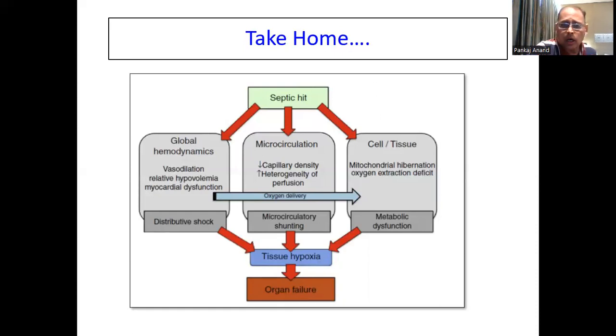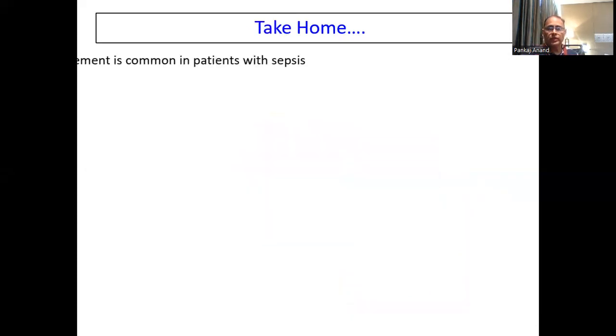So my dear friends, what are we taking home from here? Sepsis hits at various levels. It hits at the global hemodynamic level, where there is vasodilatation, relative hypovolemia, and myocardial dysfunction, leading to distributive shock. It hits at the microcirculation, where there is a reduction in the capillary density, increased heterogeneity of perfusion, leading to microcirculatory shunting. And it hits at the cellular or the tissue level, where there is hibernation of the mitochondria and the oxygen extraction deficit, leading to metabolic dysfunction. All of this affects and causes tissue hypoxia, ultimately leading to organ failure.